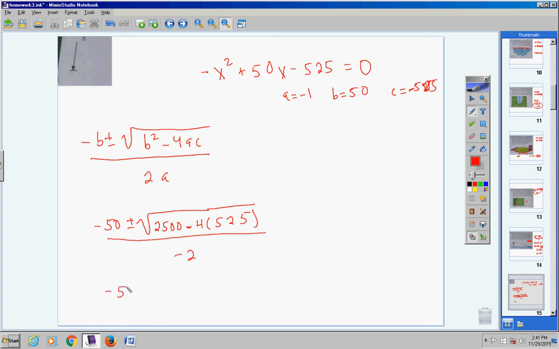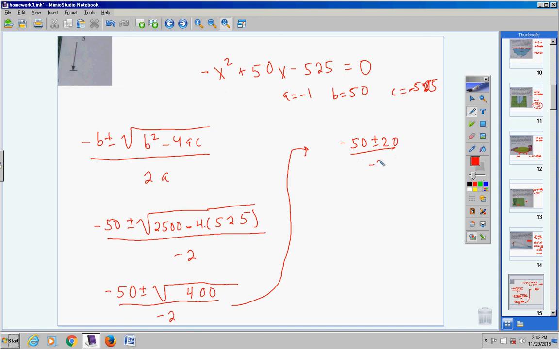Now next we're going to simplify under our radical. The number under the radical is called your radicand, and your radicand would be 400 all over negative 2. I got 400 because negative 4 times 525 is negative 2100. So 2500 minus 2100 is 400. Now, the square root of 400 is 20. So I have negative 50 plus or minus 20 all over negative 2.